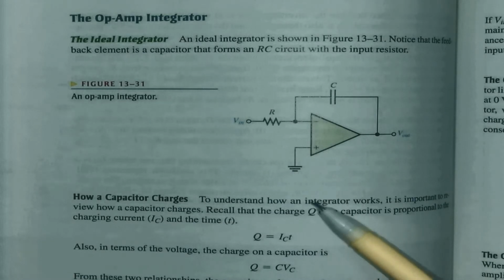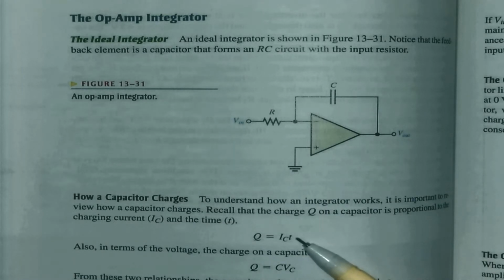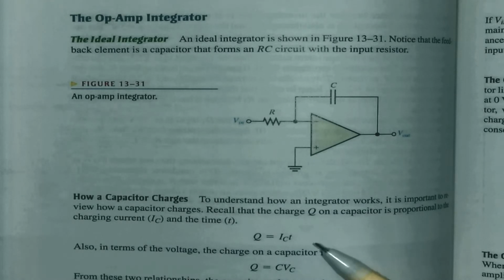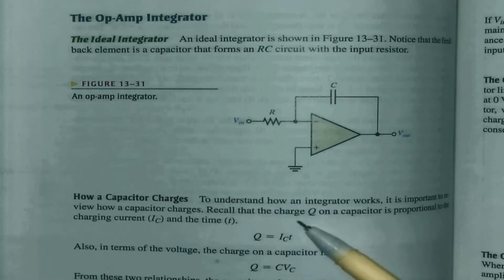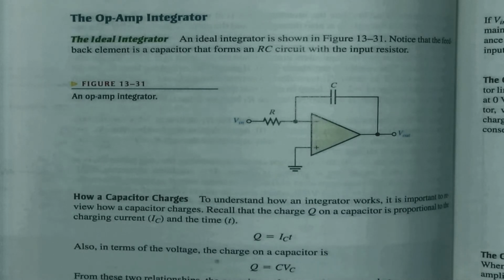All right, here are a few formulas from previous work. The charge on a capacitor is equal to IC times T, and the charge on a capacitor is also equal to the capacitance times the capacitive voltage. If we set these two equations equal to one another for the charge, then we can say VC is equal to IC divided by C times T.